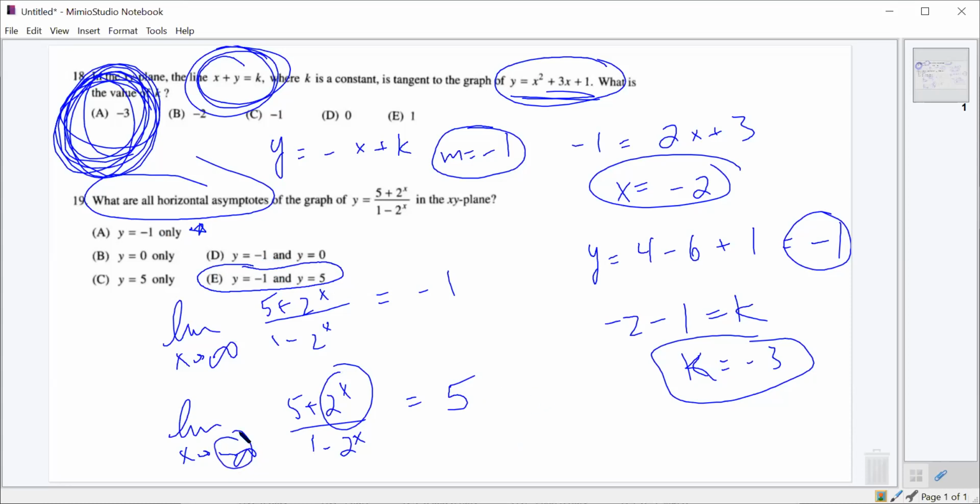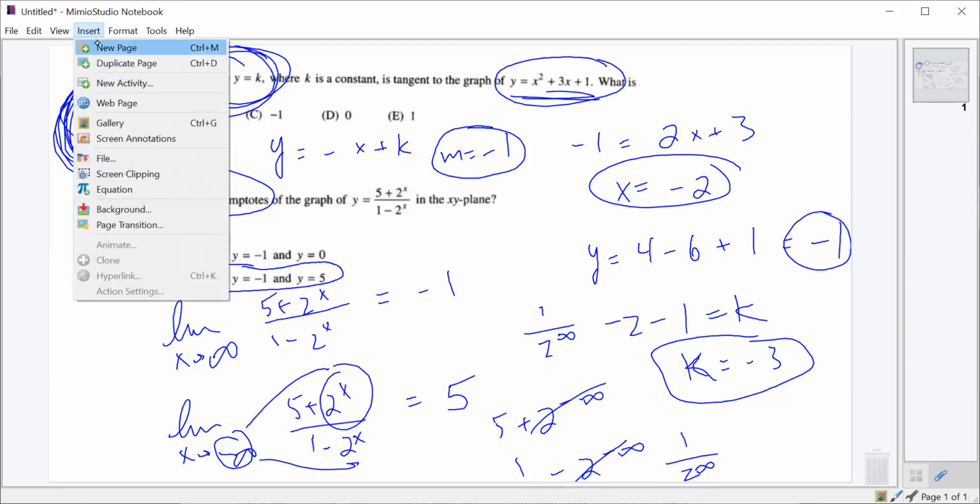These negative infinities, they go in here, right? This is a 2 to the negative infinity. And this is another 2 to the negative, a 5 plus and a 1 minus a 2 to the negative infinity. This 2 to the negative infinity is like 1 over 2 to the infinity, right? Both of these are like 1 over 2 to the infinity. So if I get rid of those, I have 5 plus 1 over 2 to the infinity.